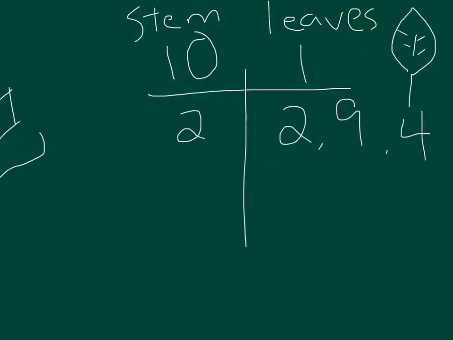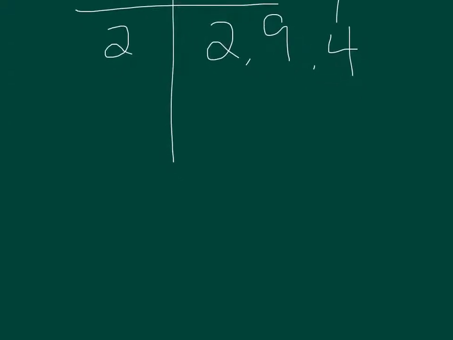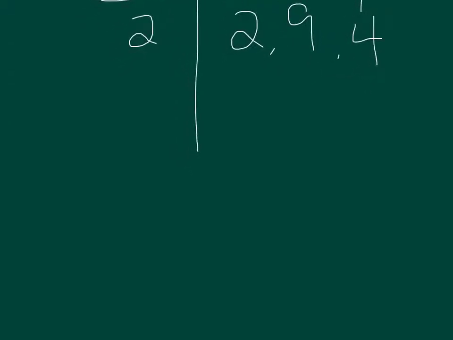Then find the median. The median, remember, is the middle number. Find the minimum, the lowest number, the range. What is the difference between the lowest number and the highest number? And then the mode, which number repeats the most.